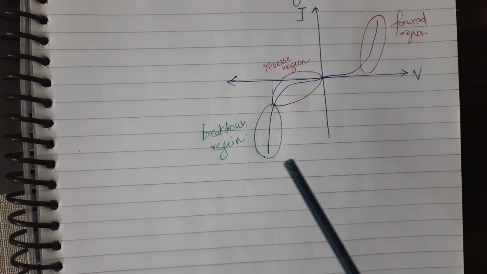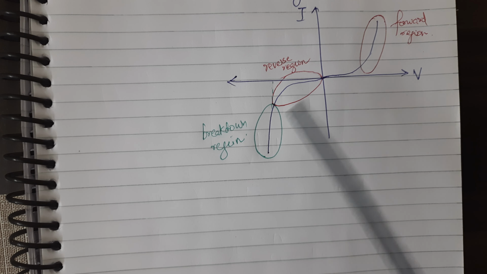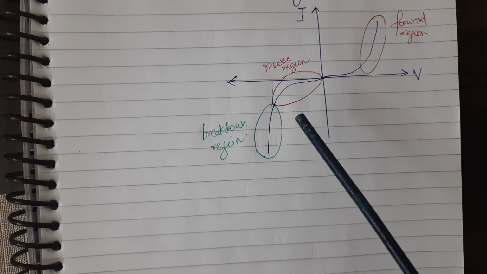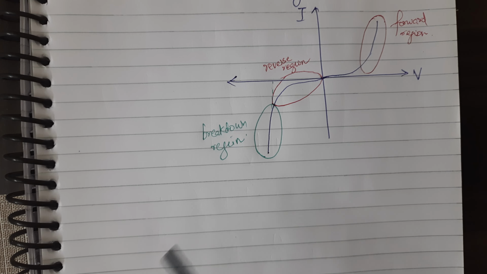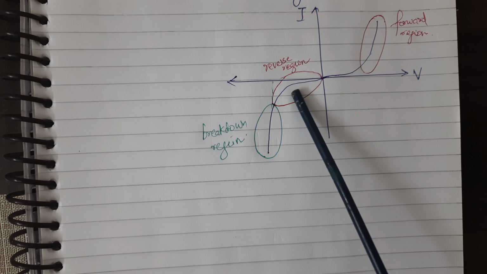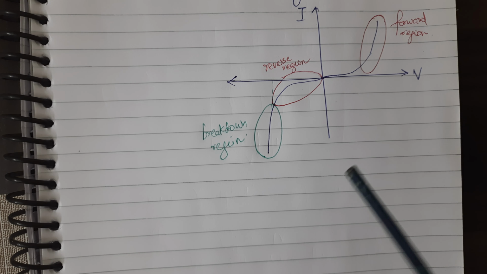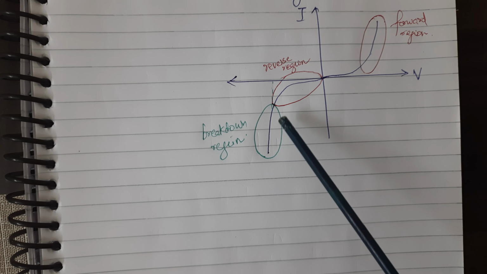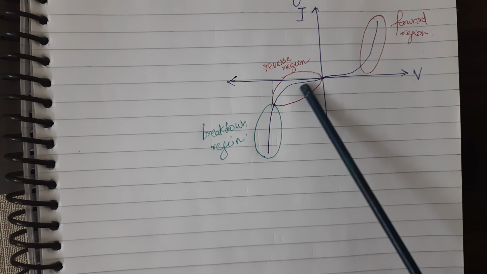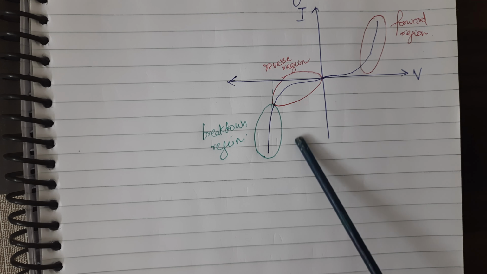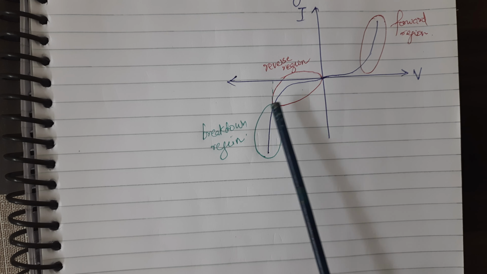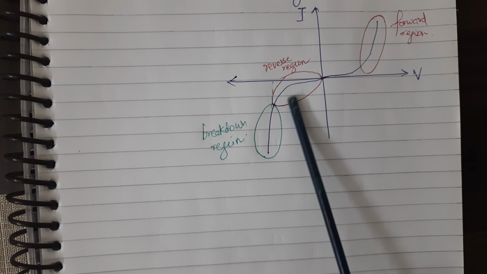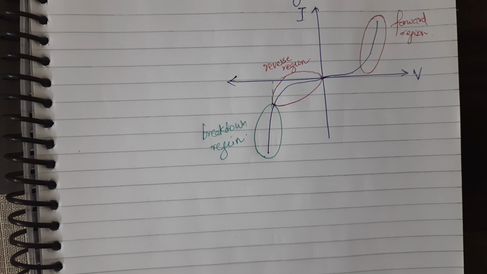And there are diodes which are specifically designed to operate in this particular region. An example is the Zener diode. So what happens in a Zener diode is, it's a heavily doped diode, and its breakdown region is not here. It will be less than that breakdown voltage. It will be less than this. It will be somewhere here. So that is it. Thank you.